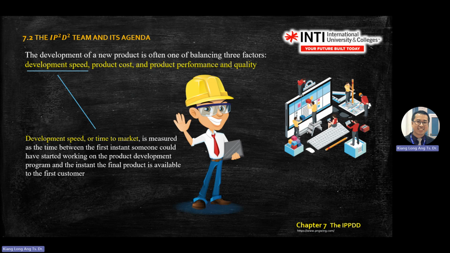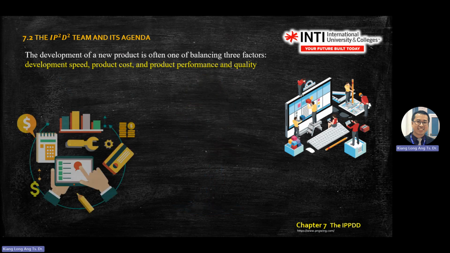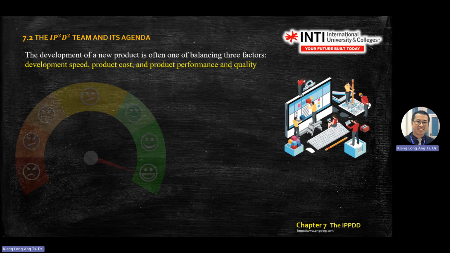Development of a new product often involves balancing three factors. Speed, the speed of developing the product, means the time you need to develop the product. Time, cost, and performance again, is still linked to project success. Time, cost, and performance. So development speed, product cost, and performance, and quality. So this one is very direct, so I will go very fast.